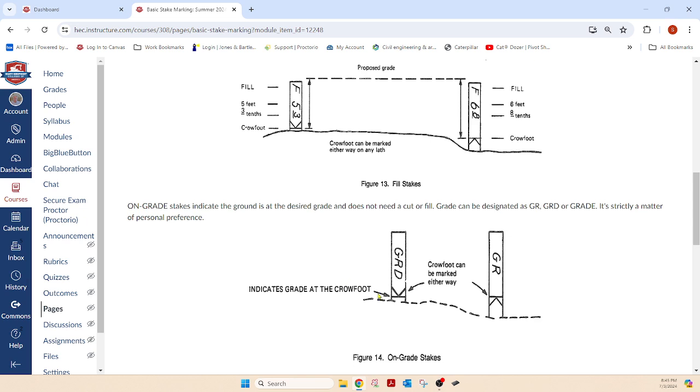So an on grade stake would be something like this, right on grade, and this is what you might see. You might see a GR. You might see a blue ribbon tied right here. Blue stands for subgrade, finished subgrade. So you might see a blue ribbon tied on here so that dozer guy, or gal, could go by here and eyeball it and get close to it.